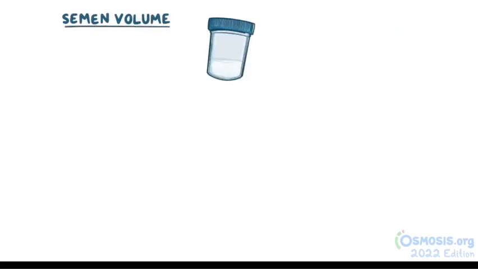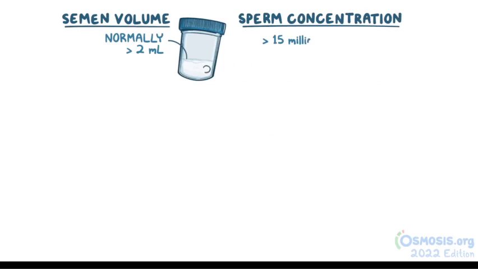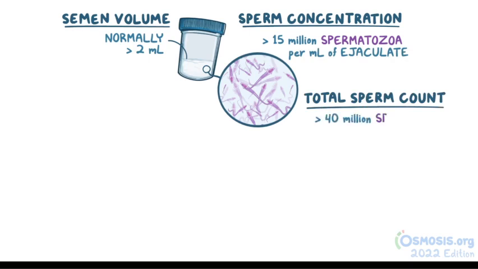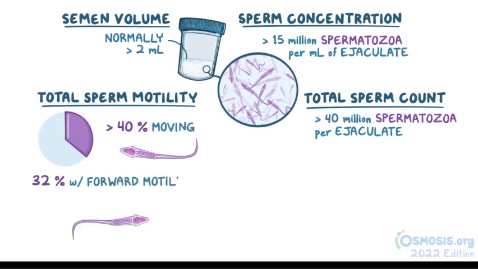Semen volume is normally greater than 2 milliliters. Sperm concentration should be above 15 million spermatozoa per milliliter of ejaculate, and total sperm count should be over 40 million spermatozoa per ejaculate. Total sperm motility should be over 40%, meaning over 40% of sperm should be moving, with at least 32% showing forward motility.